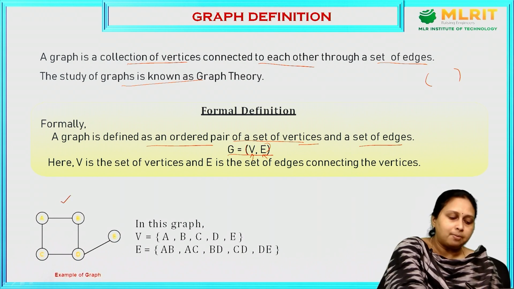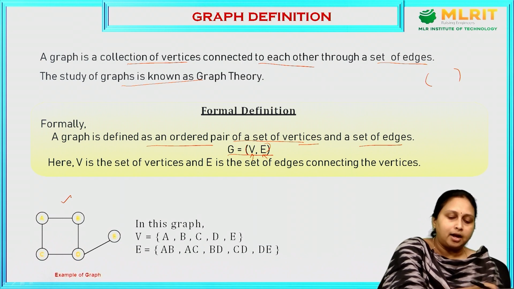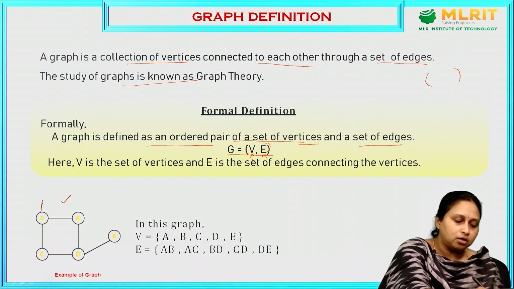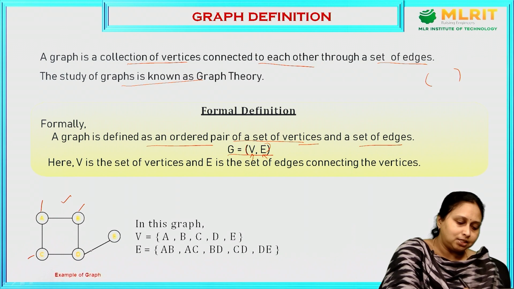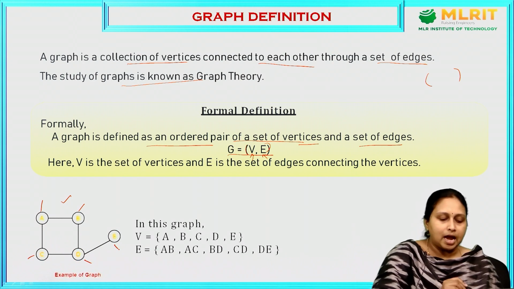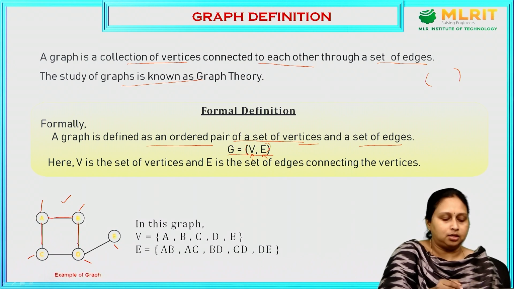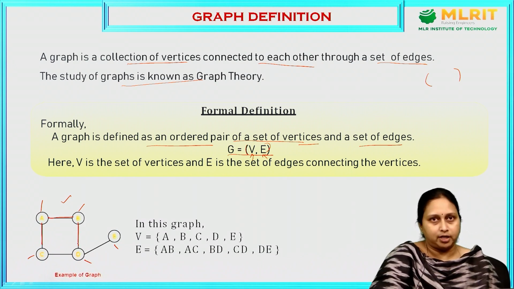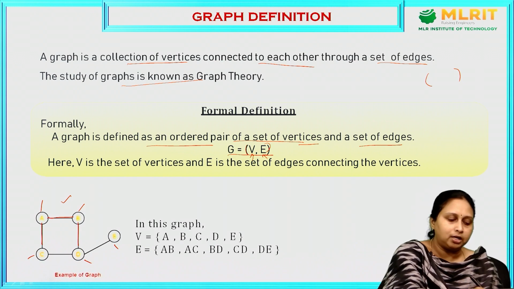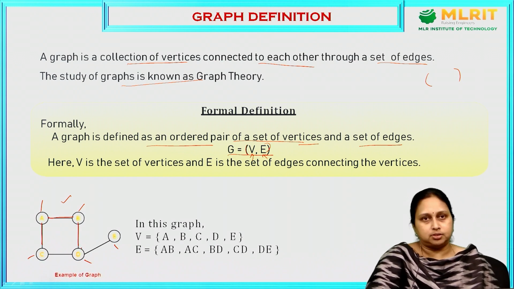Consider one example. This is a graph which has the vertices A, B, C, D, E, represented with circles. Those are the vertices, and the links between them, like AB and AC or BD, whatever link you find, are the edges.